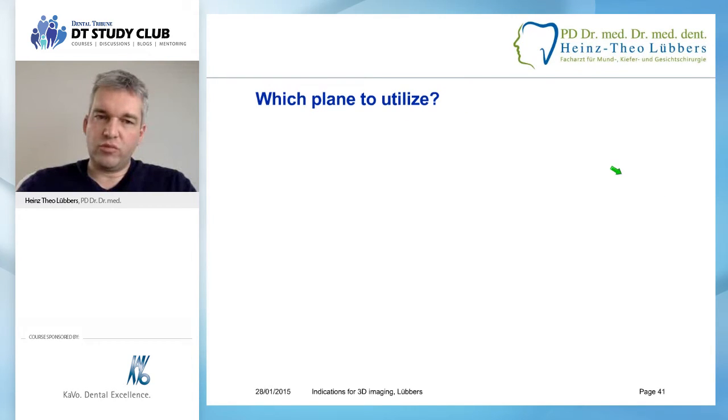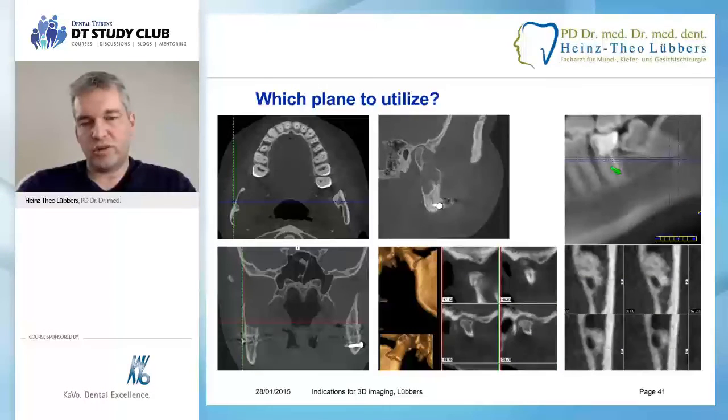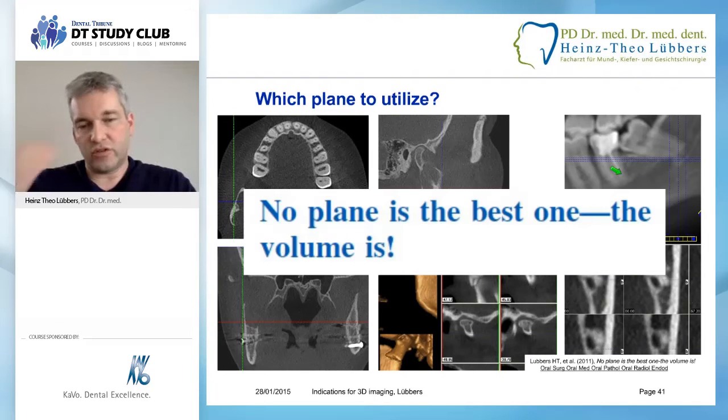So one question is, which plane do I have to utilize? And there's a very simple answer to the question, which plane is the best one to see something. The answer is there's no plane that is the best one. You really always need the whole dataset volume, and to move around. Of course you use planes because otherwise you cannot see anything.